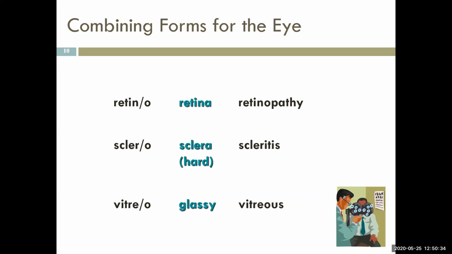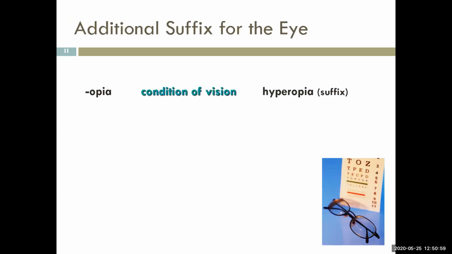Retino, referring to the retina, retinopathy. So here we're talking about the disease of a retina, opathy, meaning disease. Sclera means hardening, so scleritis, inflammation of the sclera, remember, would be the white part, the white tough fibrous part. Vitreo is glassy, vitreous, pertaining to the glassy part or the watery part.